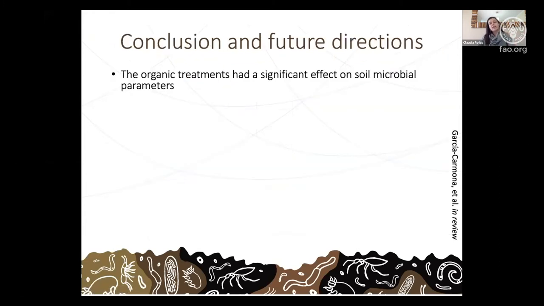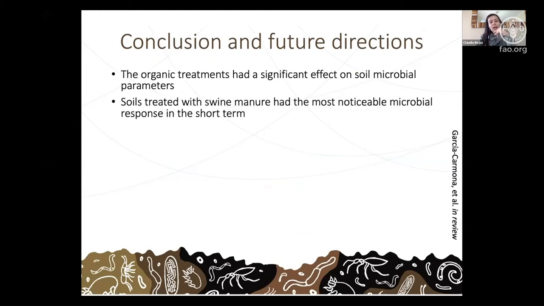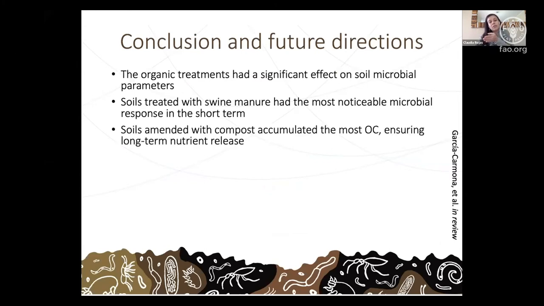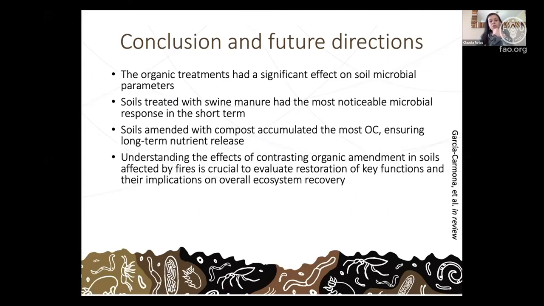So with that, it is important to highlight that the type of organic matter matters, because the response is different in soil. From the organic amendments that we used, fresh material implies an immediate response in microbial activity, but more stabilized carbon sources like compost might reflect a longer positive effect in restoration of these soils. So that's why it's important to understand which organic matter I'm adding.